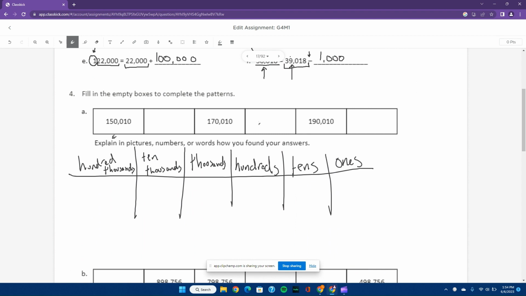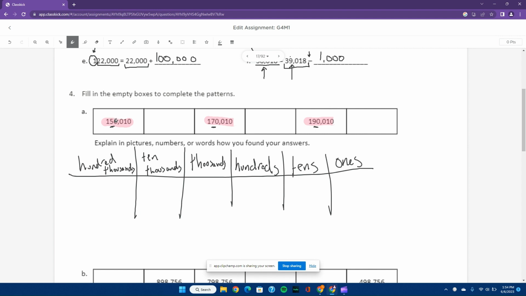Number 4 says, fill in the empty boxes to complete the pattern. So I need to see what's happening to go from the number in this box, the number in this box, and then the number in this box. So what I notice here is that the digit in my 10,000s place is changing. All of the other digits are exactly the same.